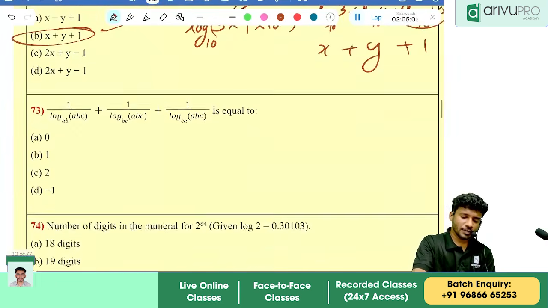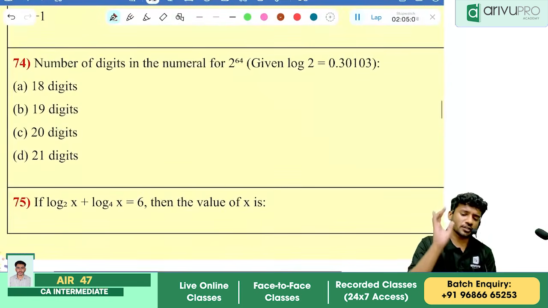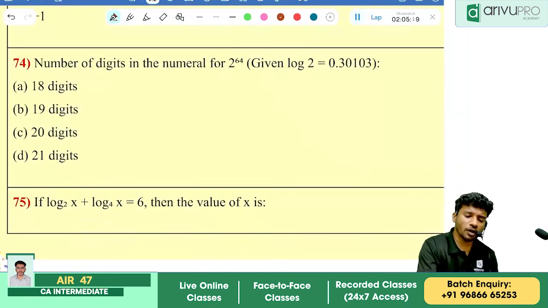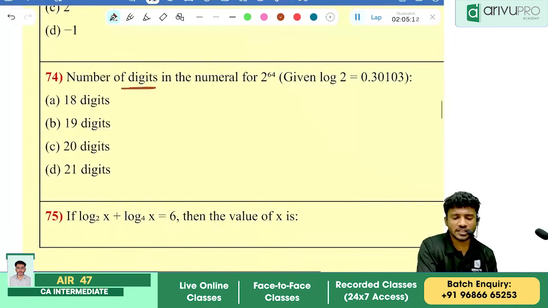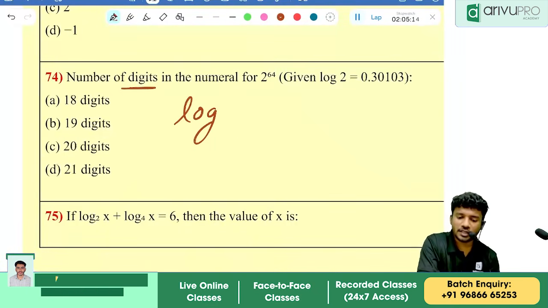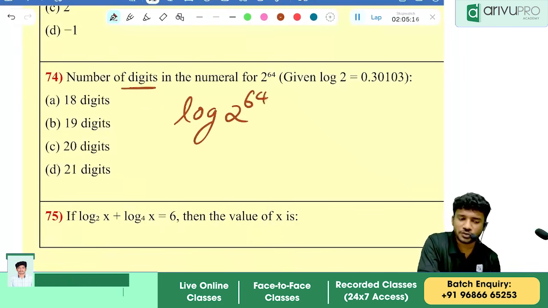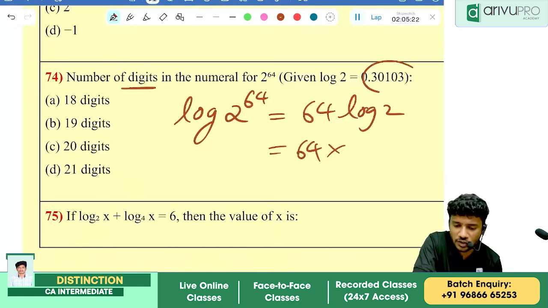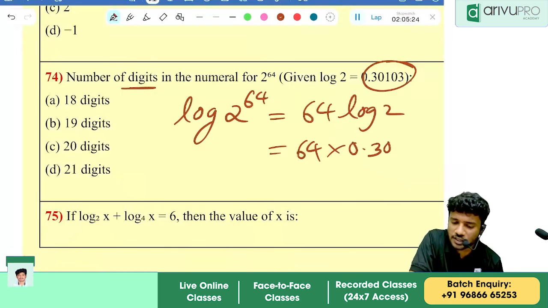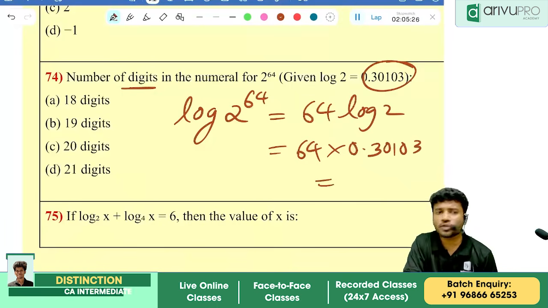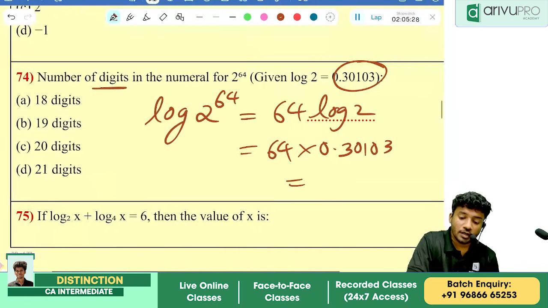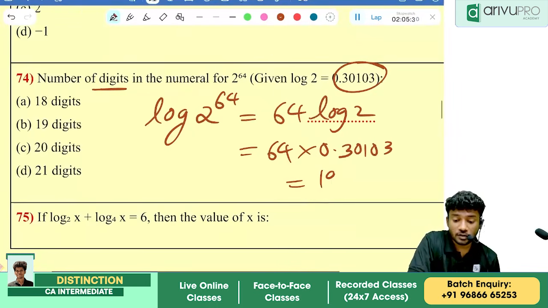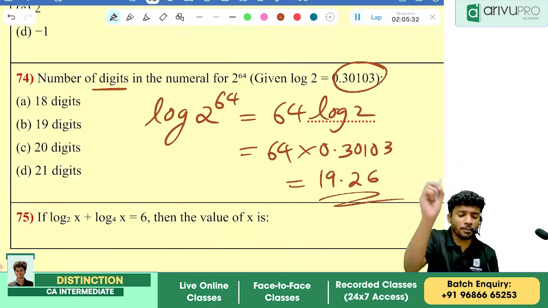Now, before the next property, solve this one. I told you the number of digits can be found by taking the logarithm. Log of 2 raised to 64 is 64 log 2, which is 64 into 0.30103, which is equal to 19.26.